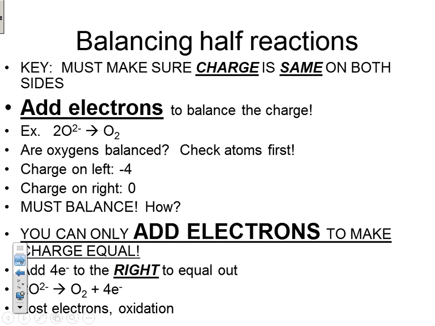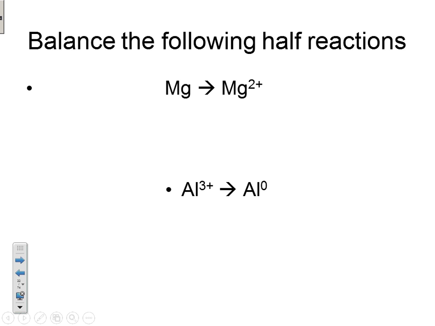So just two more examples of that. Balance the following half reactions. We have magnesium goes to Mg2+ and Al3+ goes to Al0. We want to figure out the charge on both sides, right? So the charge on the left side right now is 0, and the charge on the right side is +2. That's not the same charge on both sides, so it's not balanced.